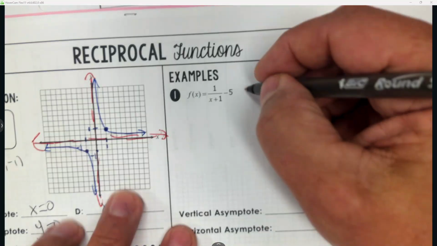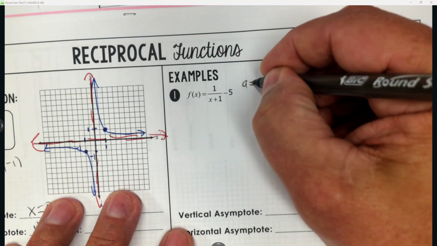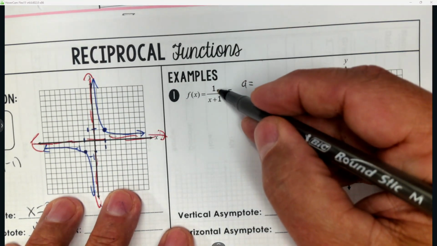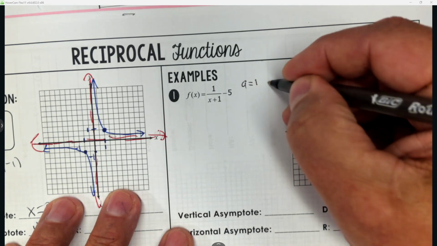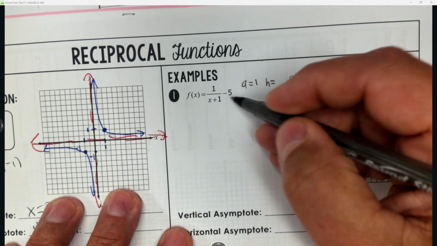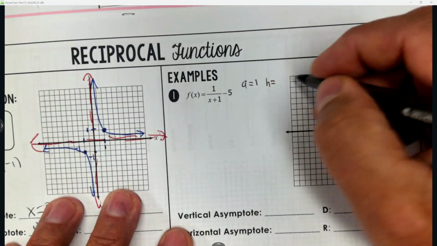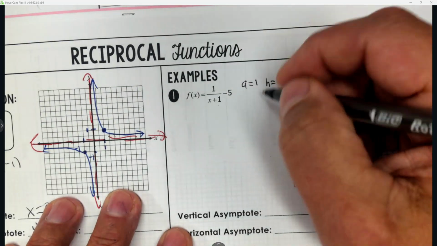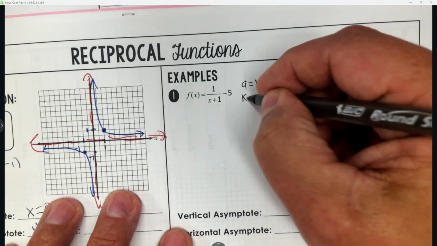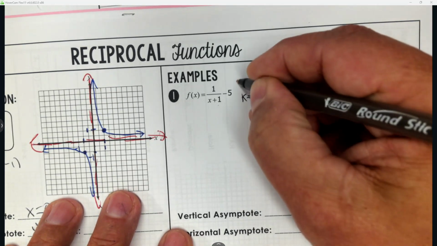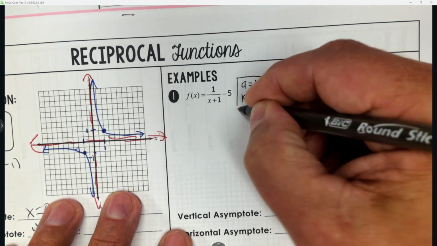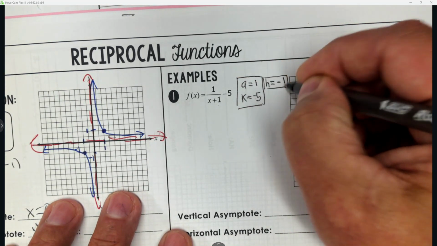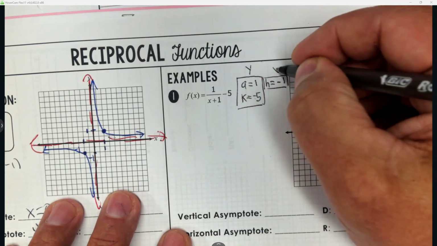Step 1 is to write down what a equals, which is the numerator, 1, what h equals, which is in the denominator, the opposite number, and what k equals, which is the last number. I'm going to put a little box around here. This just helps me organize it a little bit. This affects the y and this affects the x.